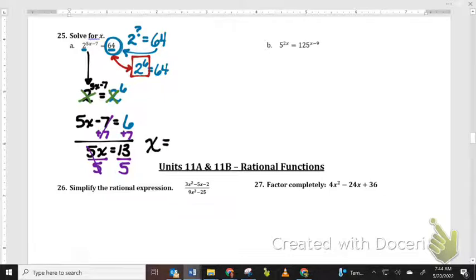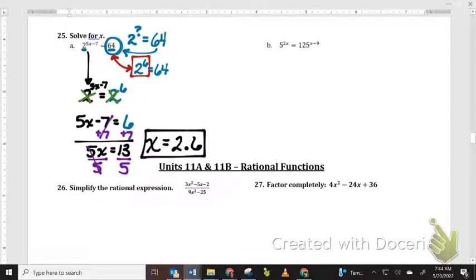You got x equals what? 2.6. X equals 2.6. Part B is similar, but on part A, only one of them had an exponent on it.